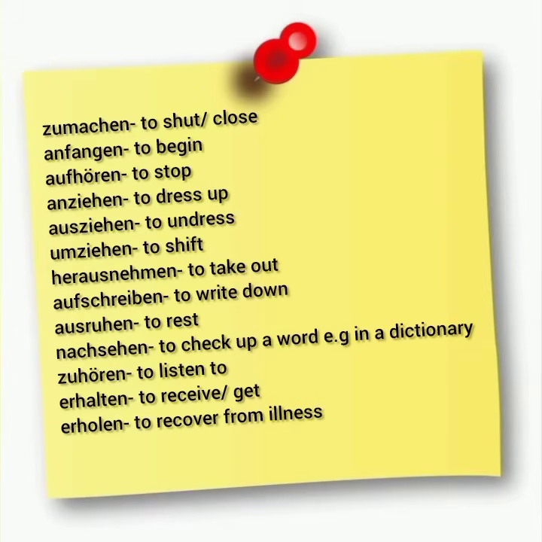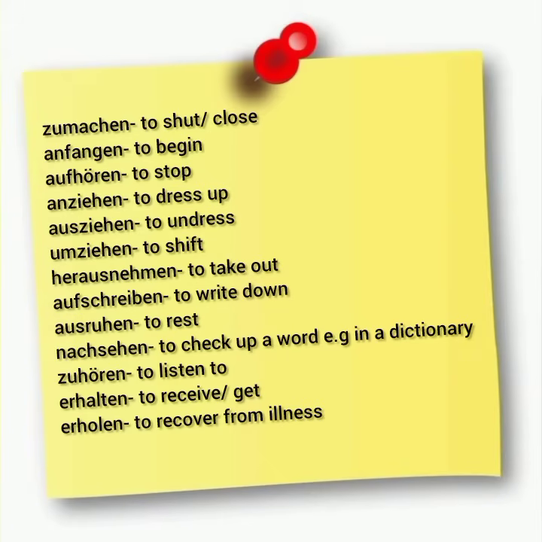Now, in the above one, herausnehmen, the prefix is heraus. So if I'm to conjugate, to say, ich nehme, for example, heraus. I'm taking the books out. Ich nehme die Bücher heraus. Okay?